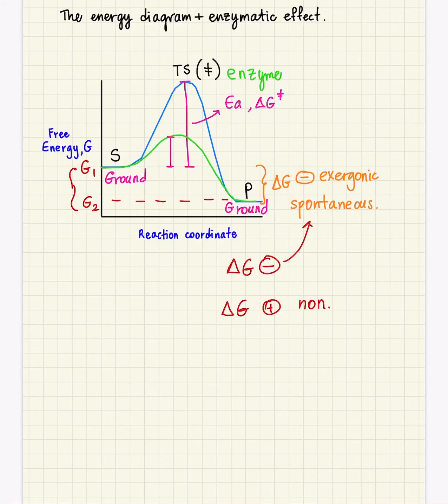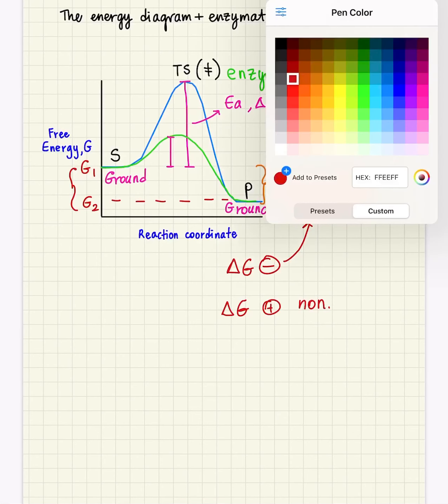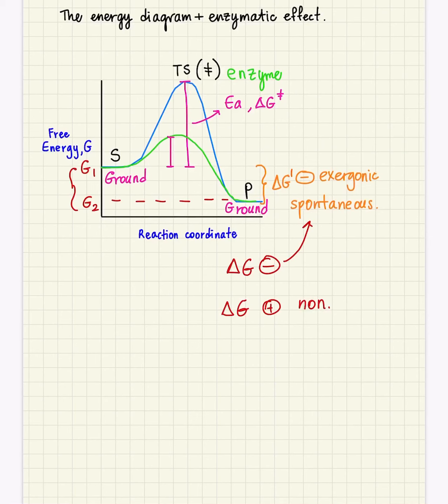Delta G, and I believe Professor Hampton mentioned that it's actually delta G prime, so there you go. Delta G prime is the difference between the energy states of substrate and product. And delta G double dagger is just another name for activation energy, and that's right here. Okay, enough of that. What if we add an enzyme to the reaction?